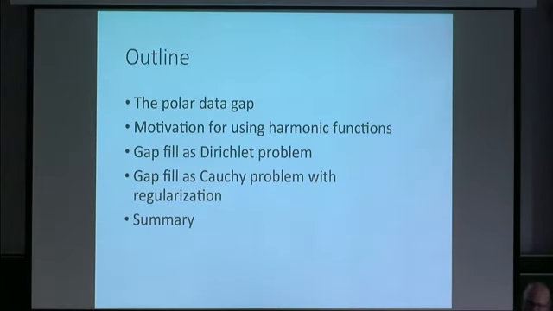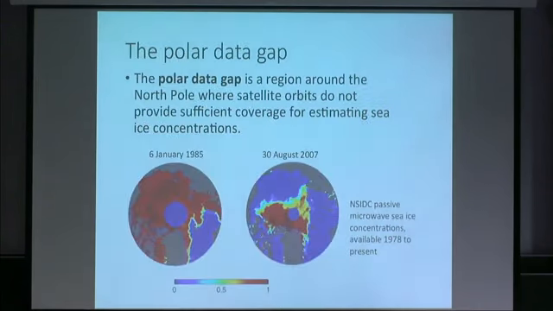Here's a brief outline of what I'll present for you today. I'll first define the polar data gap, and then I'll go through some of the motivation for using harmonic functions, and in particular Laplace's equation to fill the gap. I'll present the gap fill as a Dirichlet problem, meaning that we will have a solution which matches the concentration measured by satellites around the gap. Then I'll look at the gap fill as a Cauchy problem, which means that we'll also consider the first derivative of concentration around the gap, and that will require some regularization as it's ill-posed, and then I'll close with a summary.